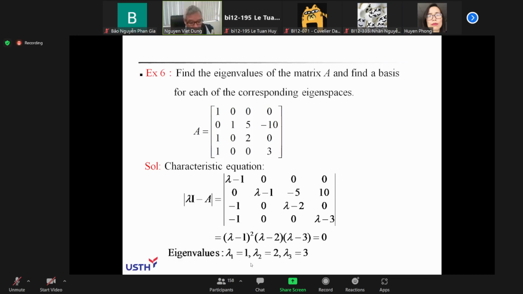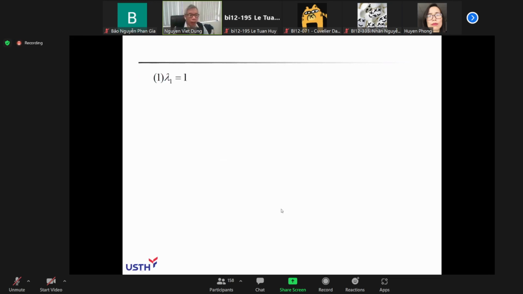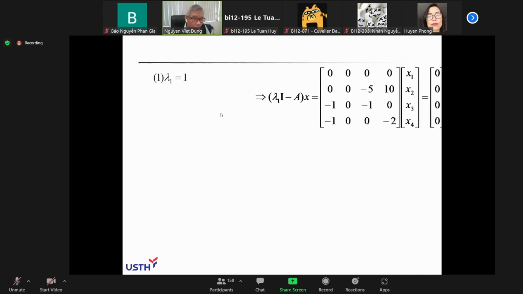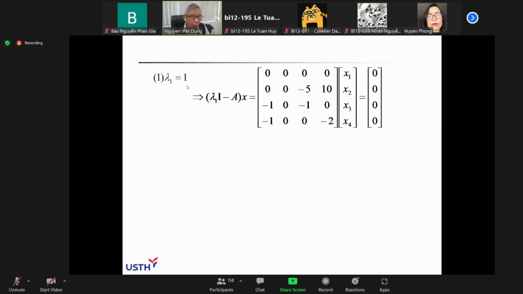And here we write the eigenvalues like that. Next, for the first one, lambda 1 equals 1. In order to find the eigenvectors or the eigenspace corresponding to lambda equals 1, you write down the homogeneous system of linear equations like that. You get that one. Using elimination to solve it, we get that one.